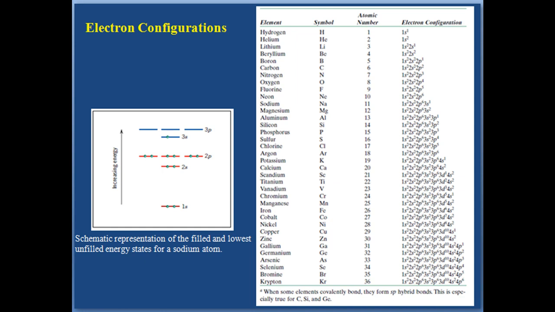Now, in conventional notation, the number of electrons in each subshell is indicated by a superscript after the shell and subshell designation. For example, the electron configurations for hydrogen, helium, and sodium are respectively 1s1, 1s2, and 1s2 2s2 2p6 3s1. Electron configurations for some of the more common elements are shown in the figure. At this point, comments regarding these electron configurations are necessary.